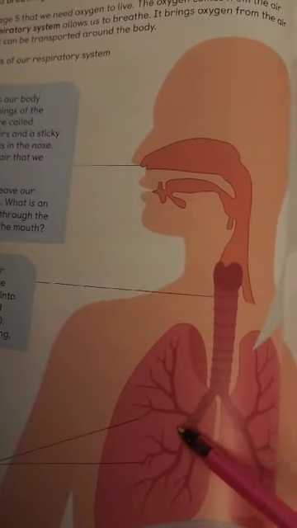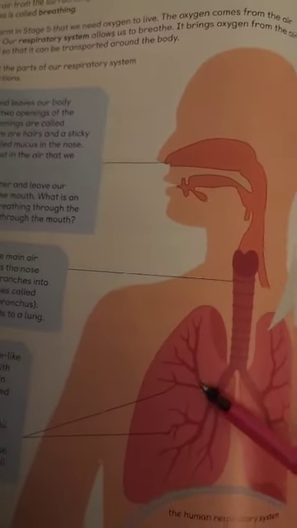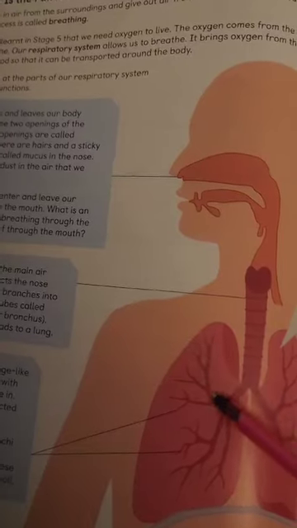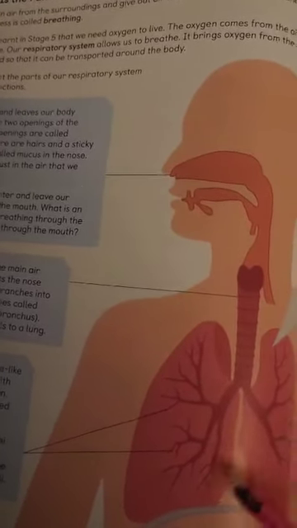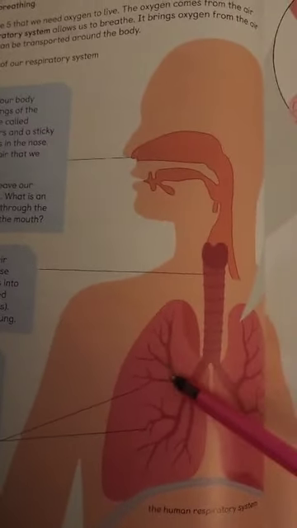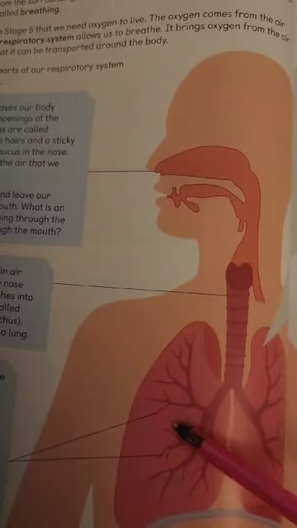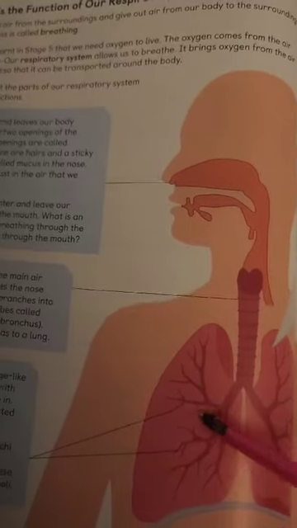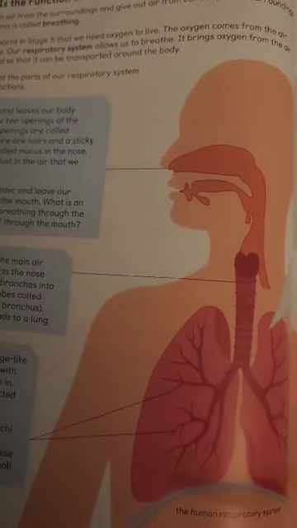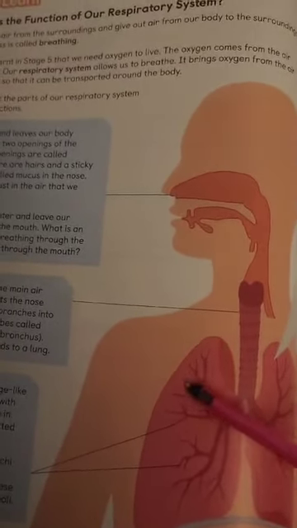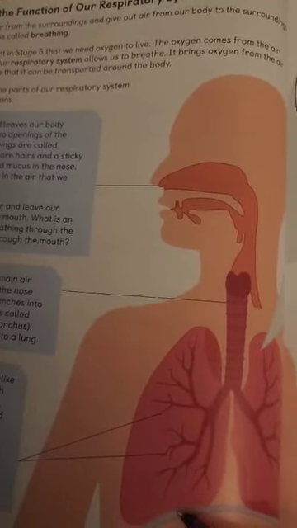Inside the bronchi, there are small blood vessels. Do you know what blood vessels are? Blood vessels are the organs responsible for carrying blood around the whole body. All of the body has blood vessels.